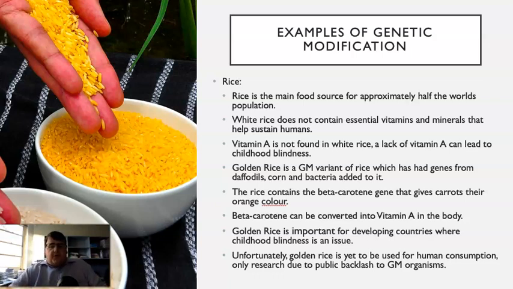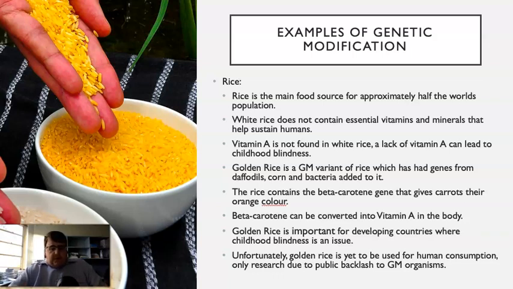So for example, one of those is vitamin A. In developing countries, a lack of vitamin A can lead to childhood blindness. So in developing countries where they're just eating white rice and they're not having access to vitamin A, there's a large population of children going blind.